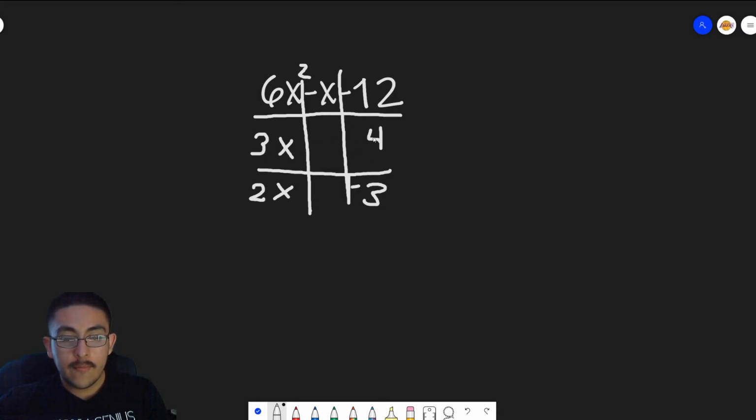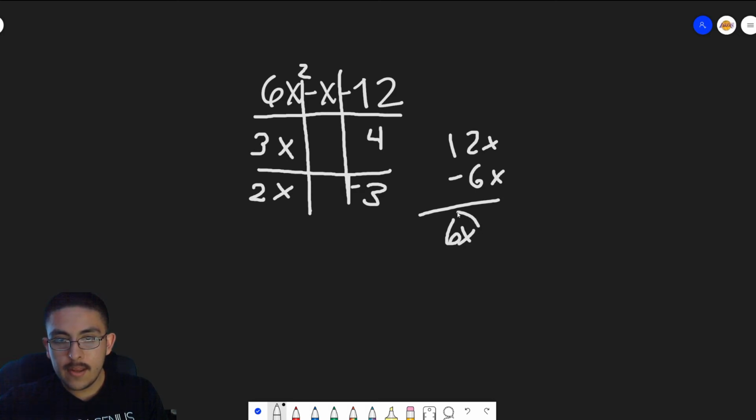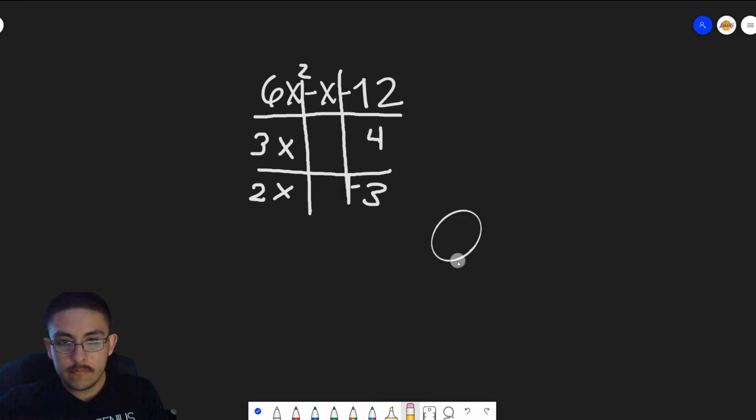3x times 4x is going to be 12x, positive 12. 2 times negative 3 is going to be minus 6x. And 12 minus 6 is going to be 6x. Once again, that doesn't add up. It multiplies, but it doesn't add up. Let's get rid of the circle. This pesky circle doesn't want to go away. Like we were saying, it multiplies, but it doesn't add up to negative x.